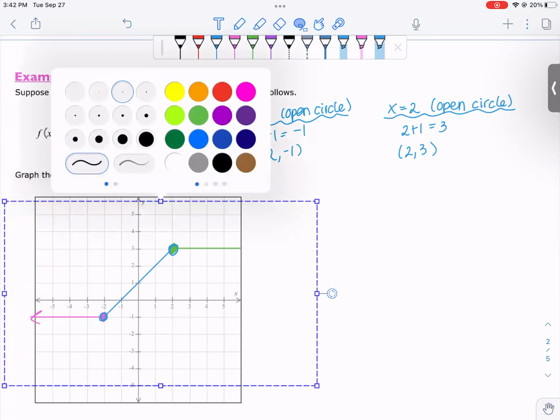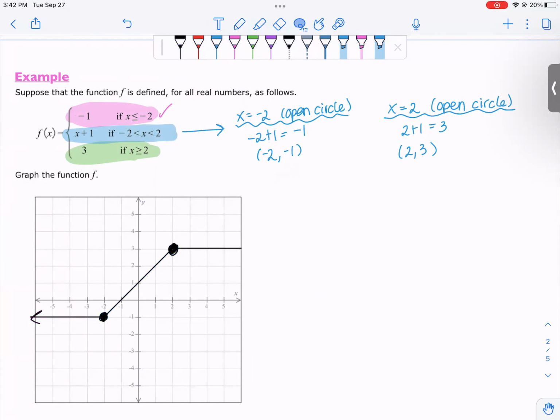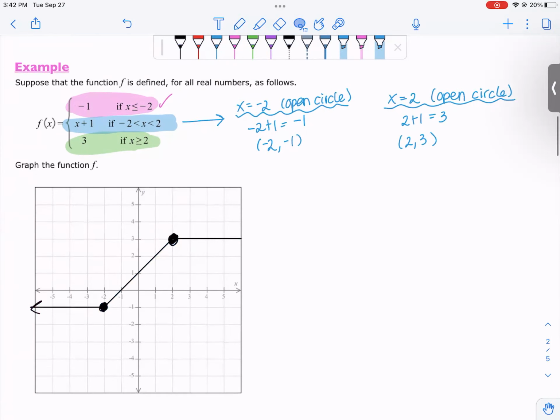Let me change it to black so you can see it all as one. It just looks like this. So for each of these pieces, especially for lines, you need 2 points to plot a line. So you need to plot a point at each of the ends that it's good for.